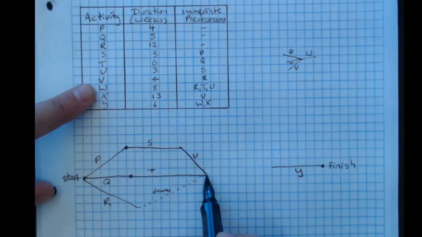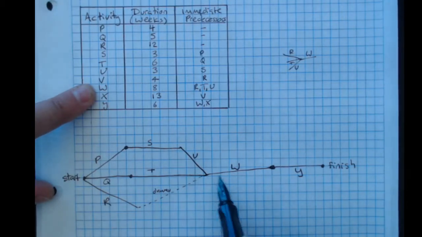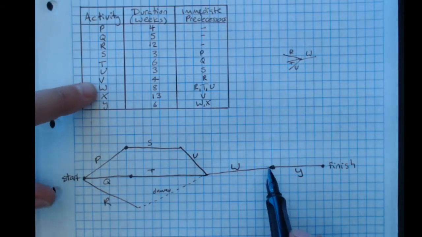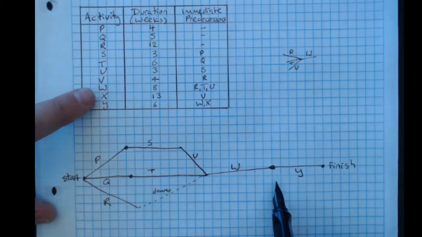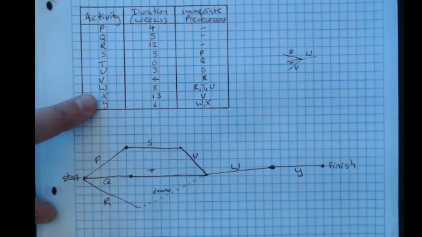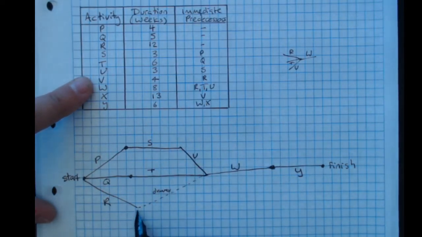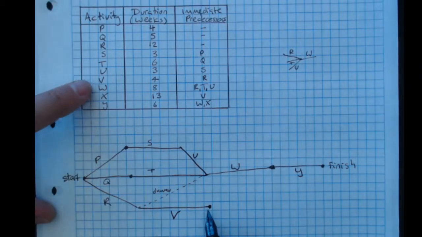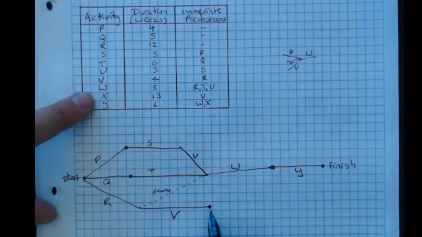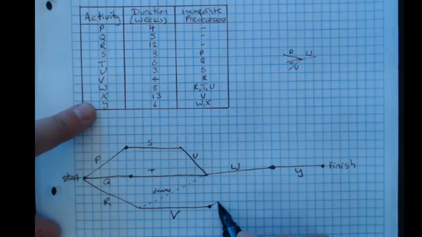Y needs W, so that can feed in there. Y also needs X. X needs, that's a V. Sorry about my dodgy writing. And V comes off R. So R, X has to come up to there.